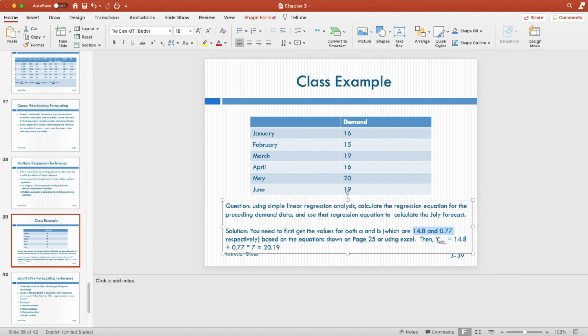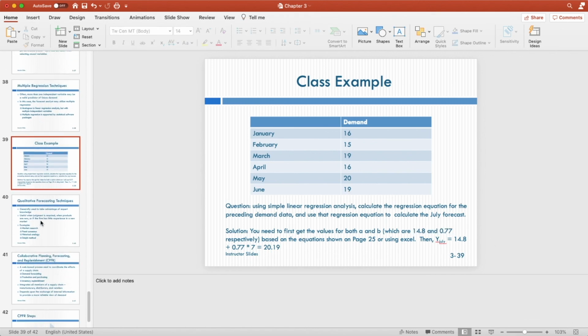So that's why here, after you get 14.8 for A and 0.77 for B, you multiply by what? 7, in order to get the forecast for July, which is 20.19. That's it. Very simple. All right. Try to double check and verify all the results I show here. If you get a different result, let me know. I can help you to figure it out.